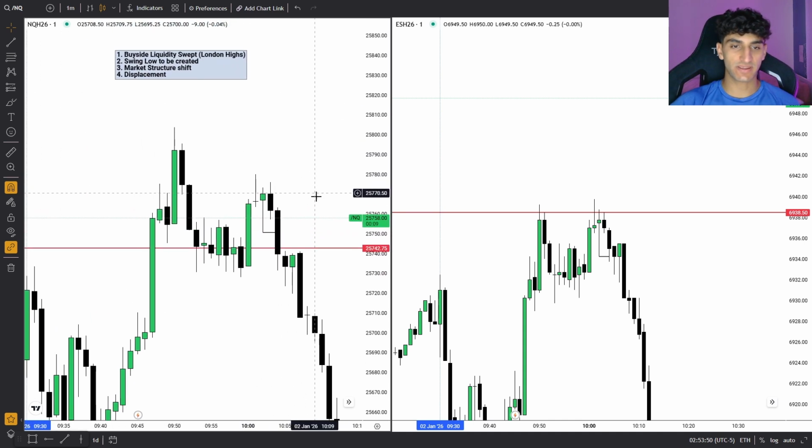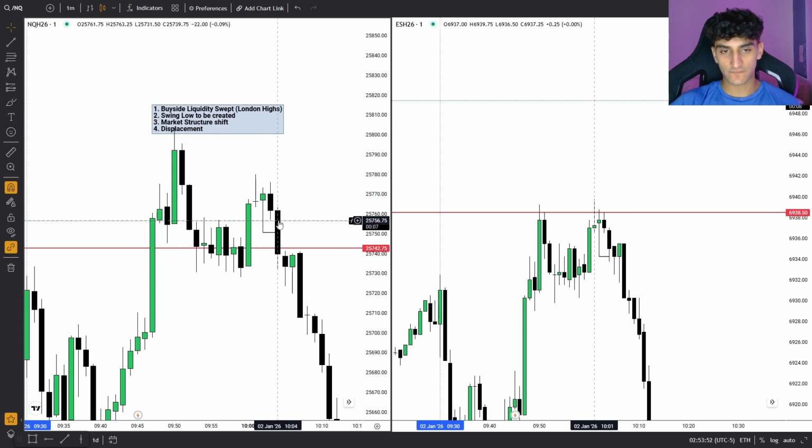So as we can see right here at the 10:04 candle, it opened and obviously closed below this swing low that was created at 10:02. That is just called a market structure shift.